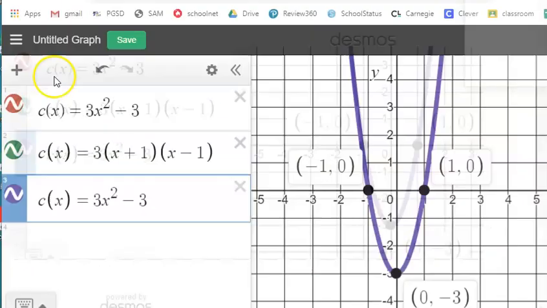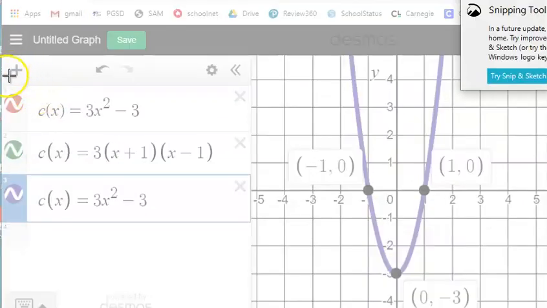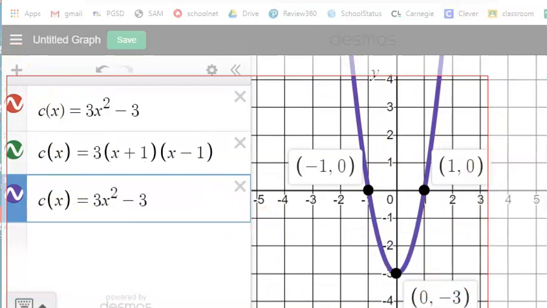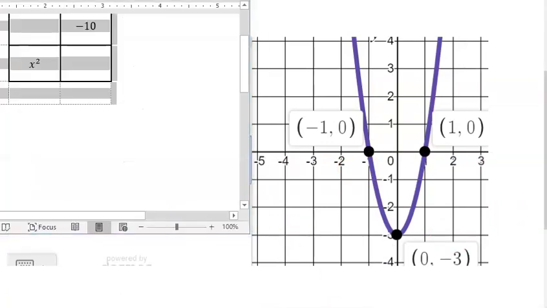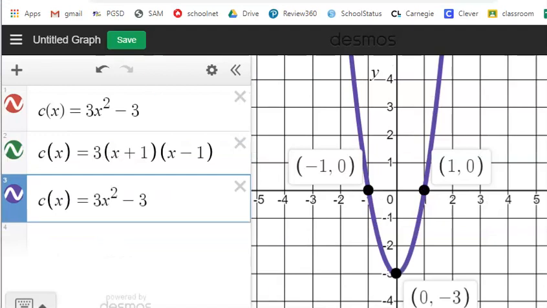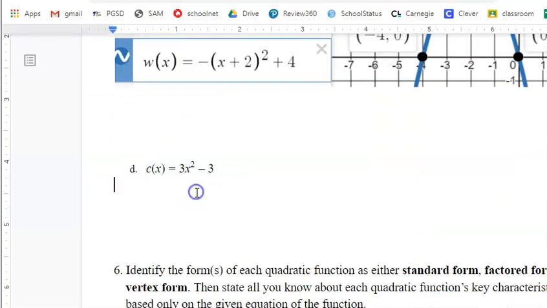Let's do that again. I don't want that thing at the bottom. Okay. Good enough. All right, so we're going to copy it and we're going to paste that into our document. Okay.